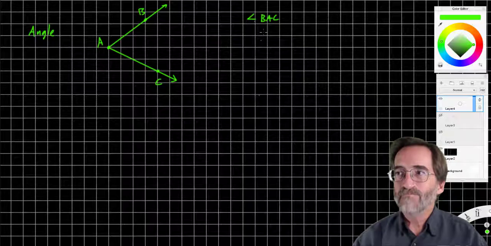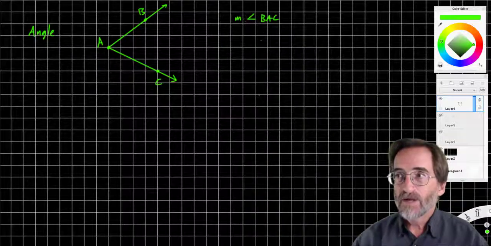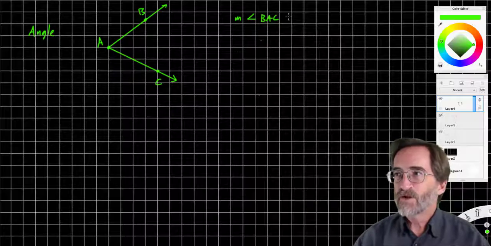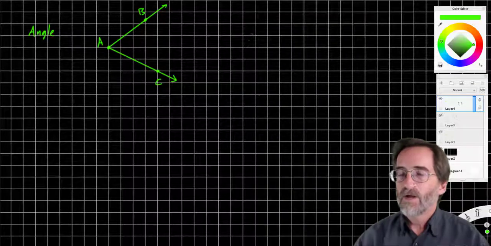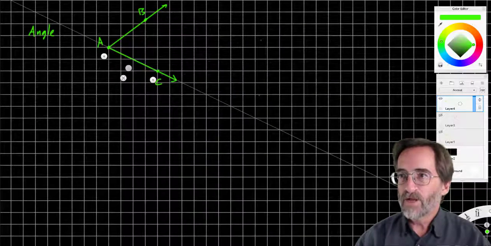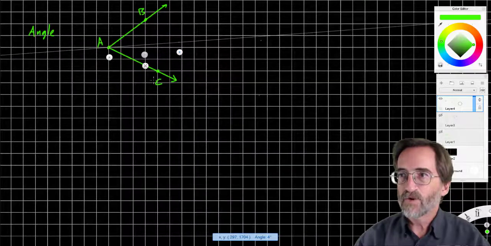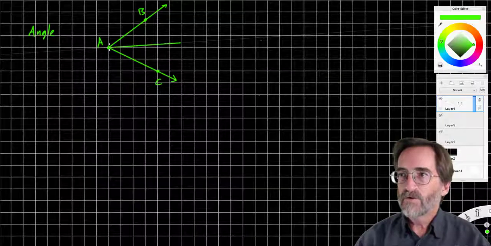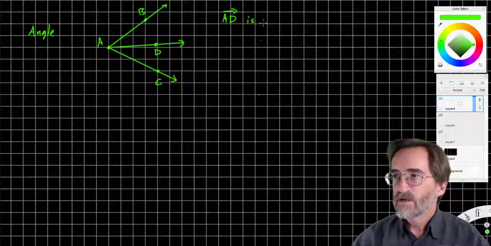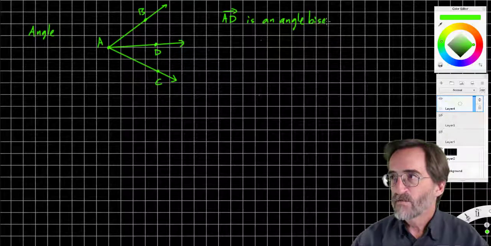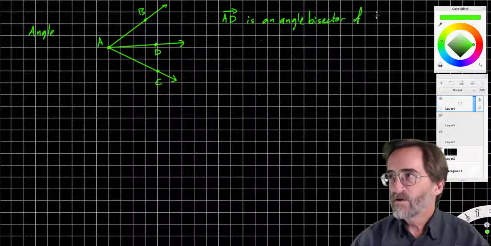Now, if I want to designate the measure of angle BAC, I put an M in front. And let's say the measure of angle BAC. Well, we don't have the measure. I'm not going to give you the measure of angle BAC. I'm going to draw another ray from A, a common starting point. Another ray from A, and I'm going to call this ray AD. Notice the symbol for ray AD is an angle bisector. Angle bisector of angle BAC.